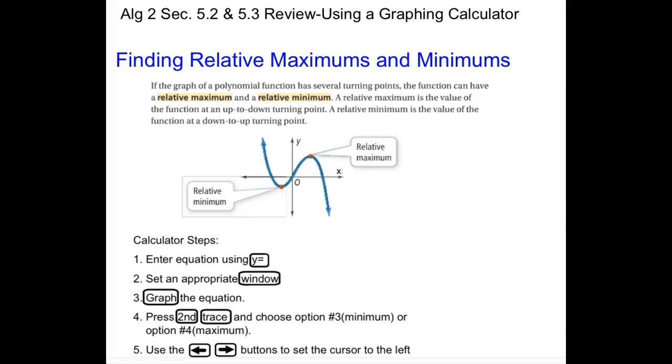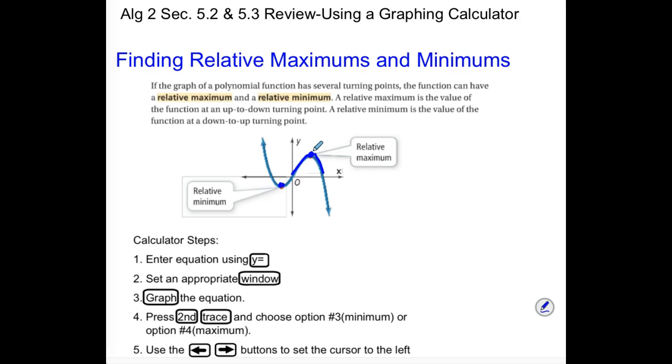All right, we are going to do a short review on using your graphing calculator to find relative maximums and minimums and also zeros. When we look at a relative maximum, we are looking at a value where your graph changes from increasing to decreasing. So it's basically a turning point.